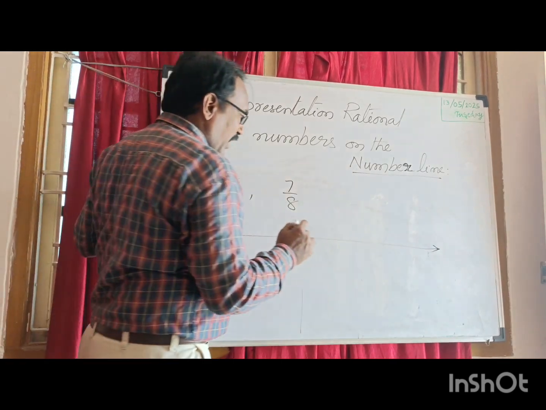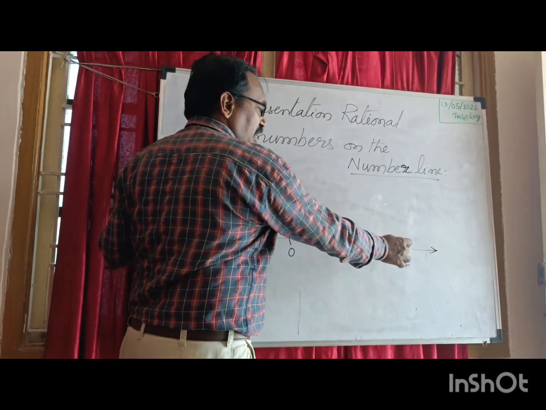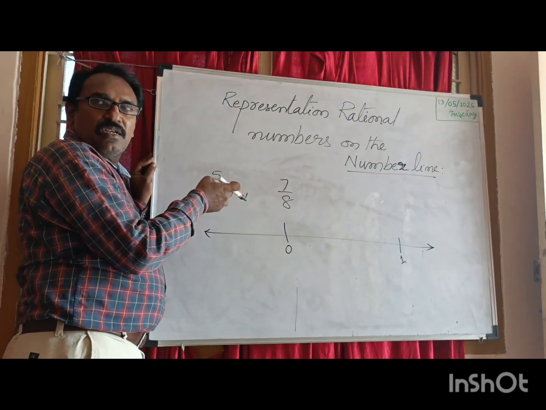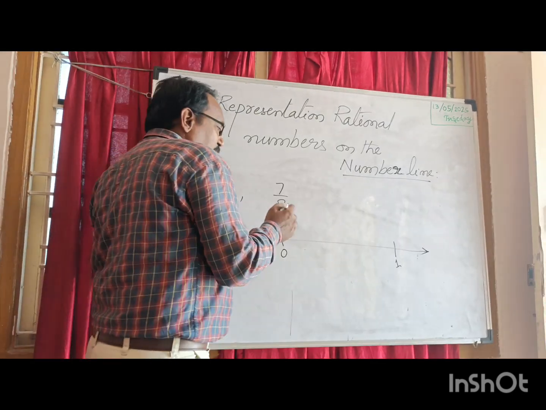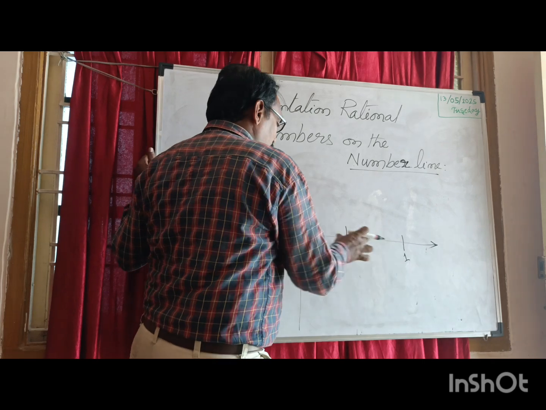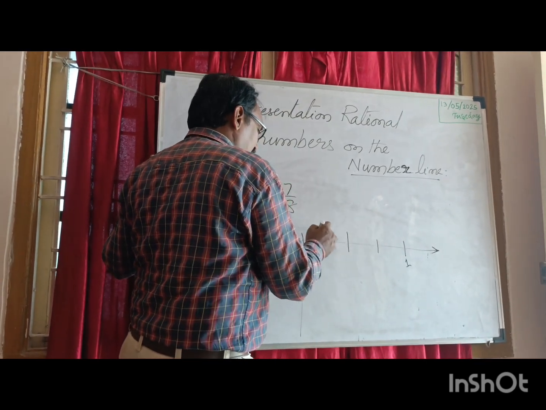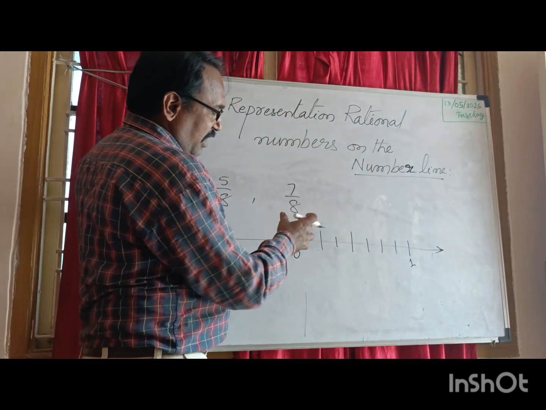Less than 1 means you take up to here, consider this as 1. This is 0, this is 1. This is divided into how many equal parts? 8 parts. Carefully you have to listen. First let me make it half: this is 4 parts, this is 4 parts. Again make it half, make it half, make it half. That means there are 8 parts.